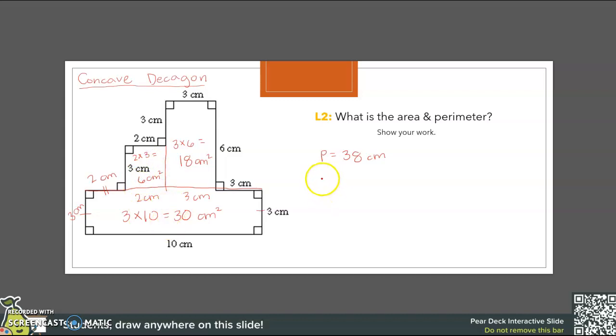So the area of this composite concave decagon is 30 centimeters squared plus 6 centimeters squared plus 18 centimeters squared, which is 54 centimeters squared.